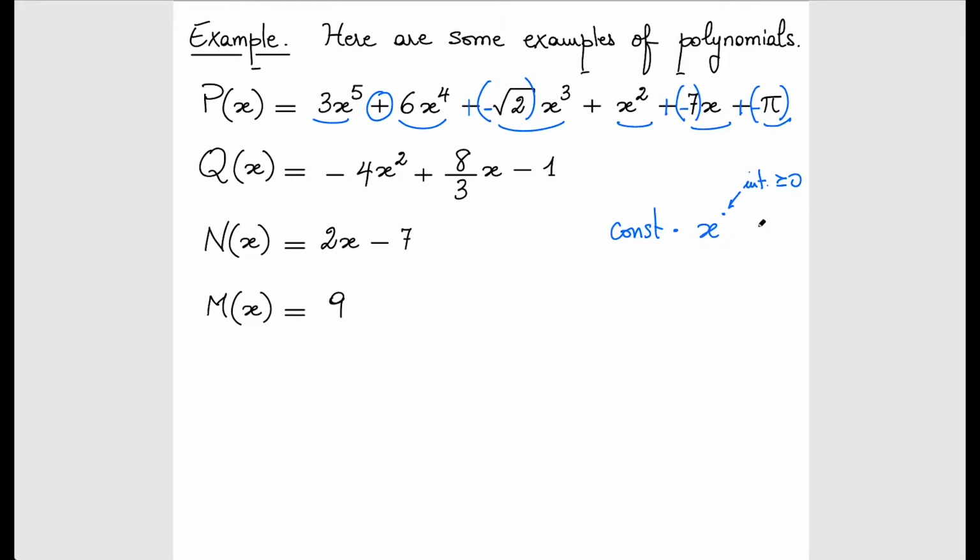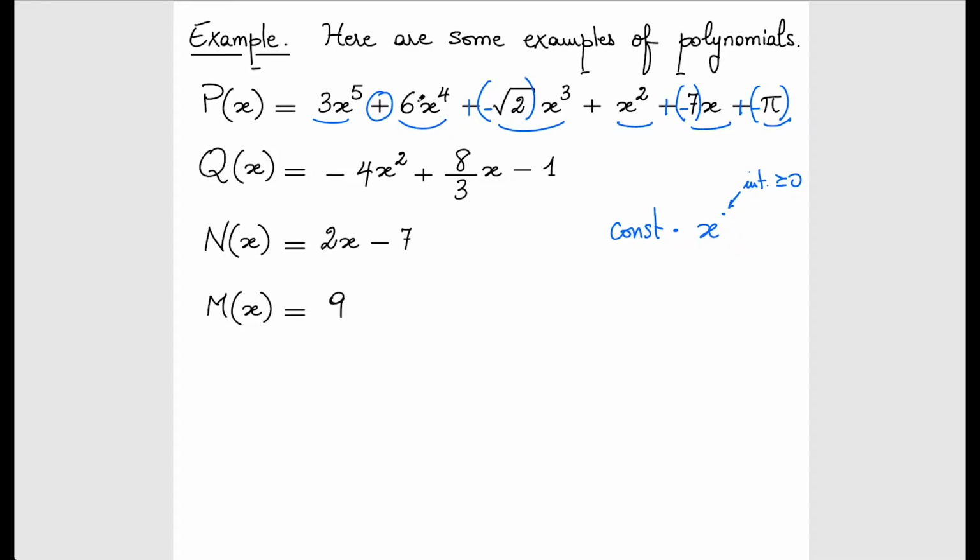Correct? Let's talk about the first one, this term here. Who's the constant? It's 3. So it's certainly a real number, so 3. And then who's the exponent? Who's sitting here? It's the 5. Is the 5 an integer greater than or equal to 0? Yeah. So this first term is okay, right? It looks like that. That's what I mean by okay.